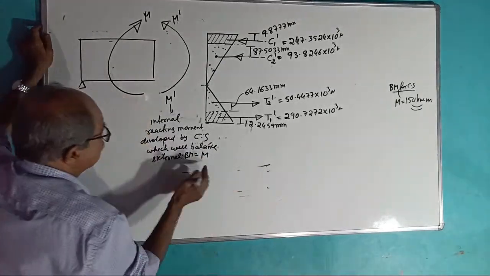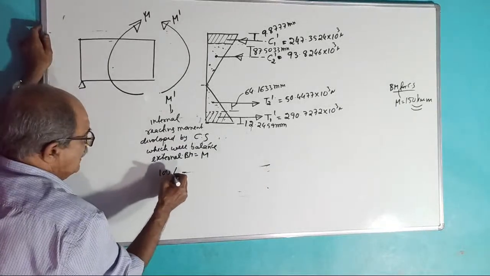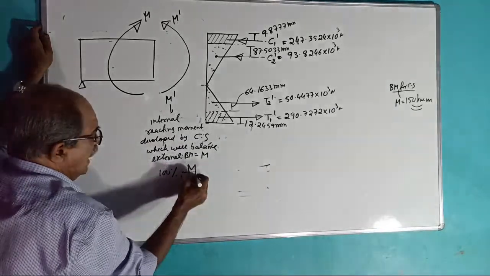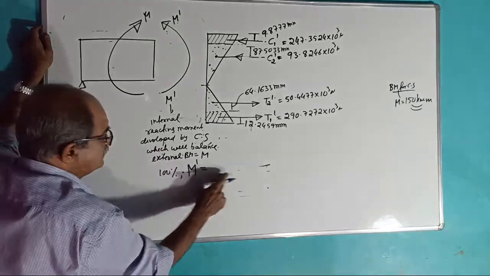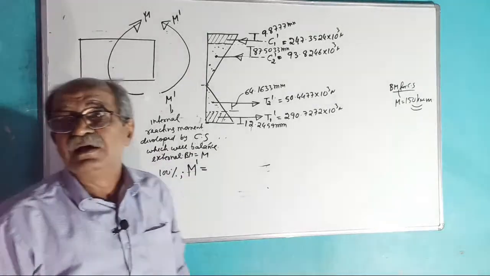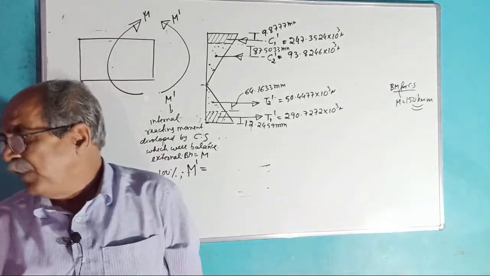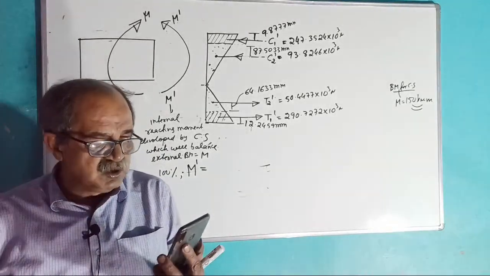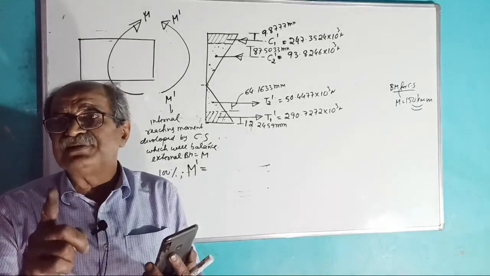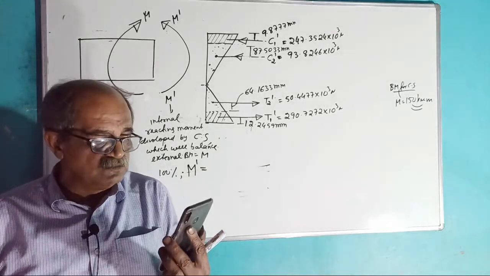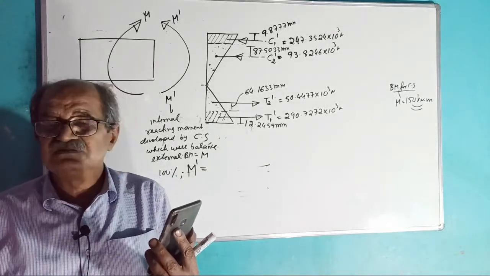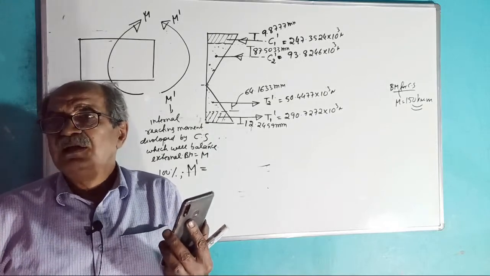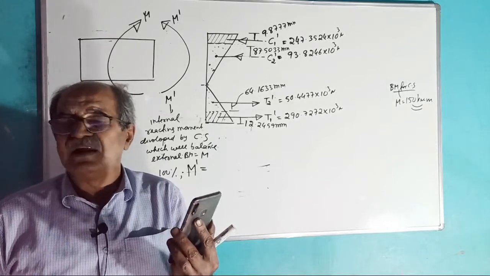Therefore, 100% your M dash should be equal to how much? Tell me the symbol. Action and reaction.